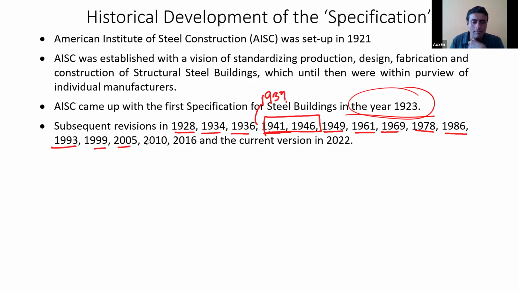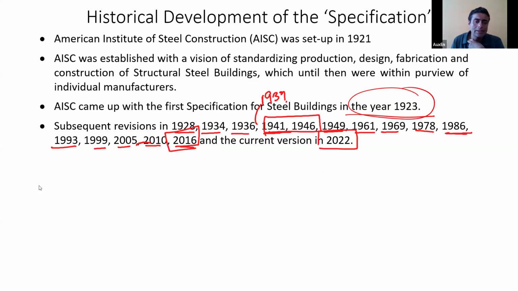So you see regular revisions taking place. And I think since 2000, there is a 6 year interval that is usually followed. What I can see, I would say since 1986, they have been following a 6 year revision cycle, isn't it? Somewhere it's 5 years also, but usually it is a 6 year cycle that they have been following. So every 6 years, their code gets revised. So the last revision was in 2016, and the current revision that we are using is the AISC 360 2022.